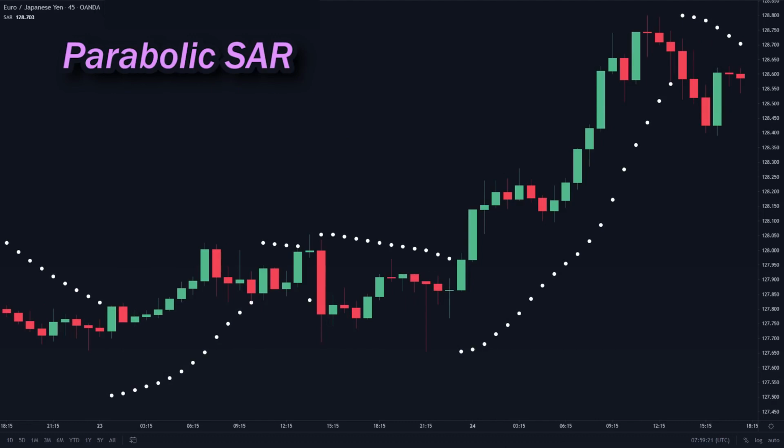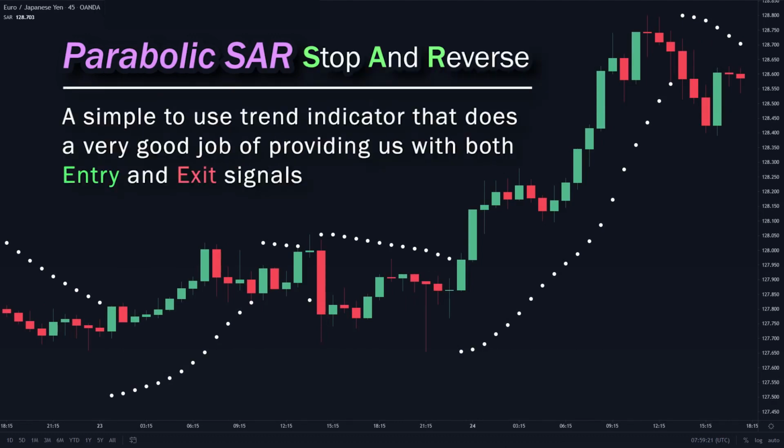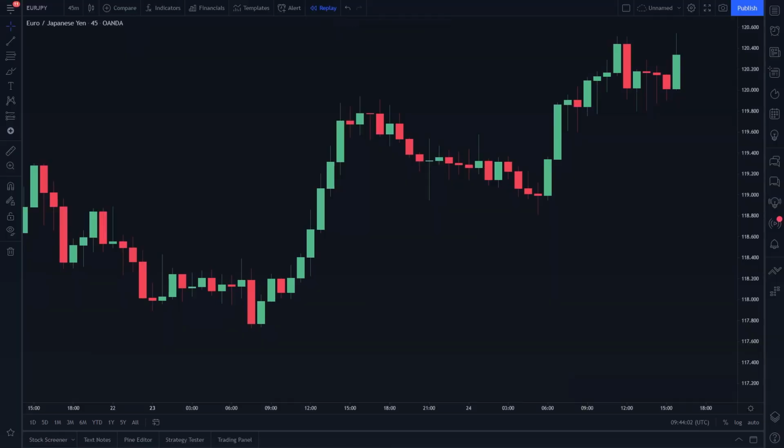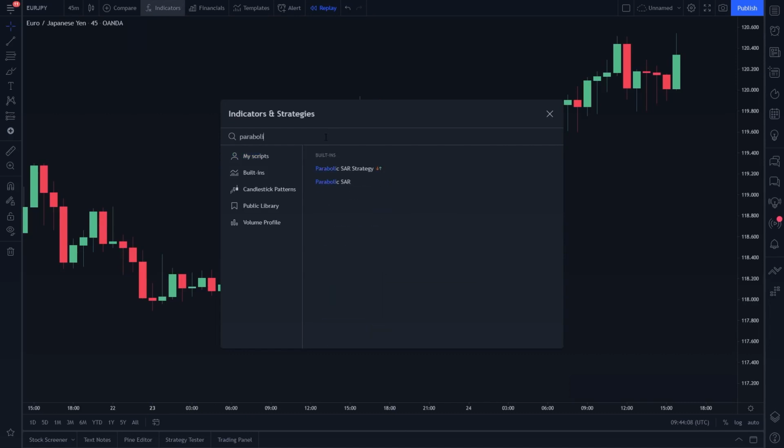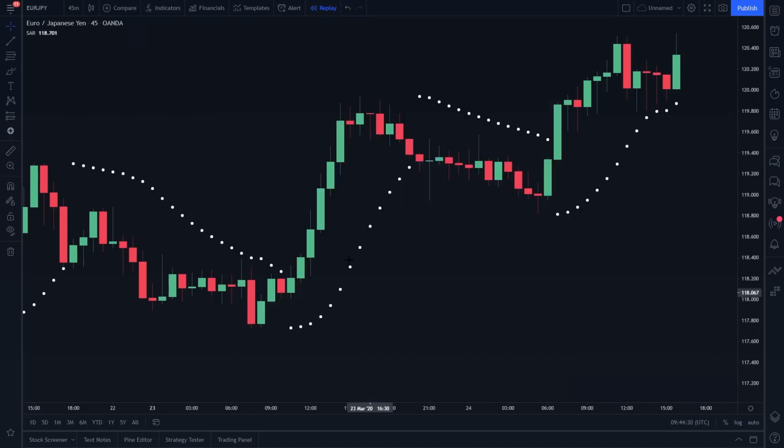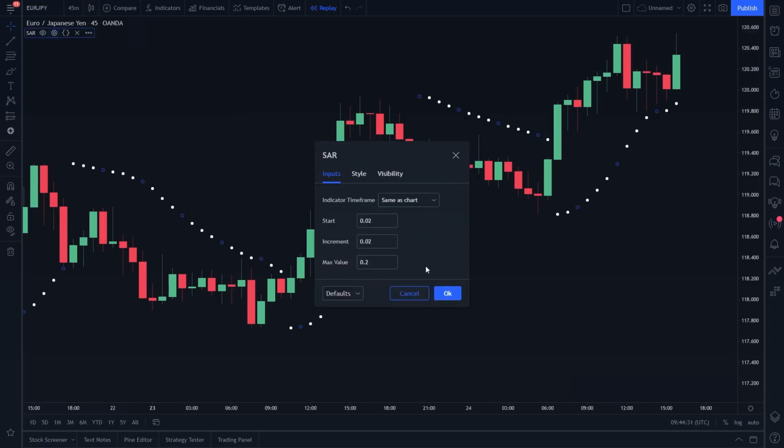The Parabolic SAR, also known as the Parabolic Stop and Reverse, is a simple to use trend indicator that does a very good job of providing us with both entry and exit signals. So first, let's apply it onto our chart. You go to the indicator section, type in Parabolic, and click the one that says Parabolic SAR. Now for the settings, I prefer to leave it as it is and just use the default settings.